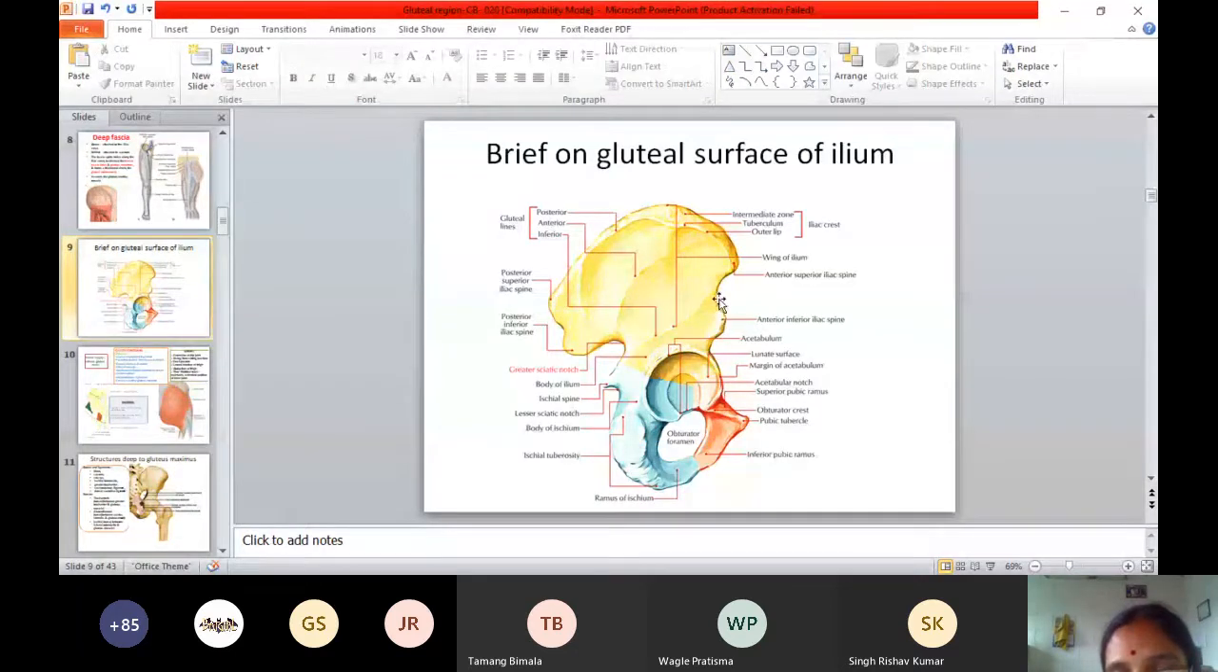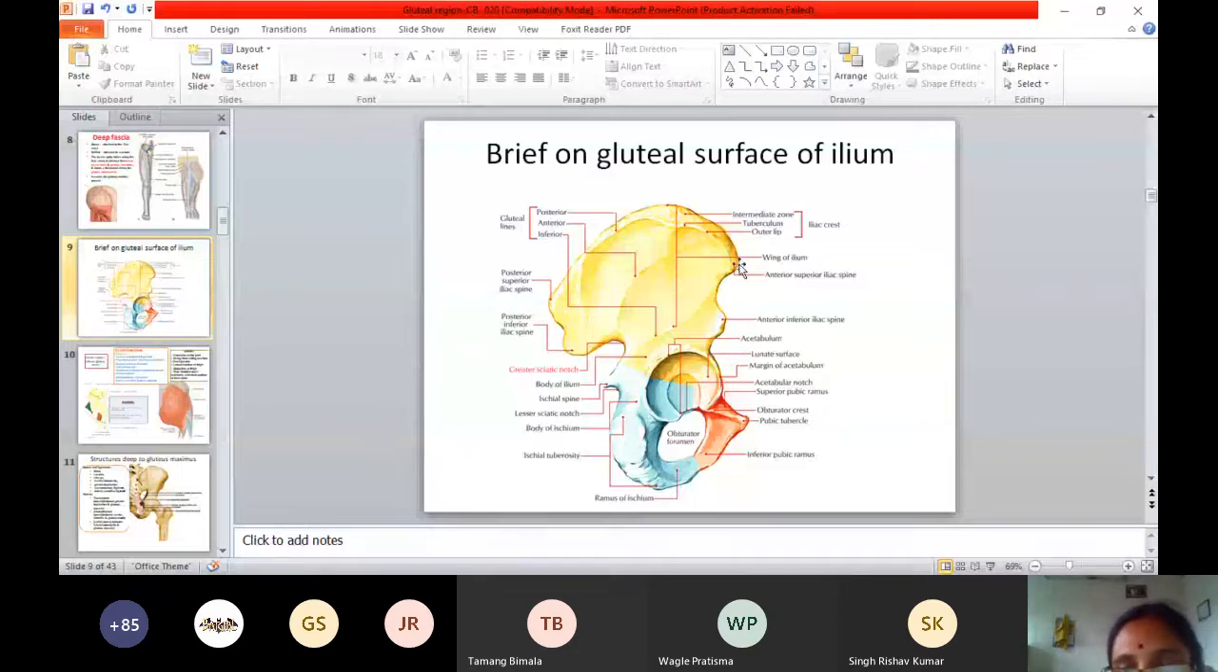Similarly, there is a notch. Below the notch, there is another spine, a conical projection, inferiorly and anteriorly present. So very easy: the anterior inferior iliac spine. Similarly, on the posterior side, there is a shallow notch and the posterior inferior iliac spine.